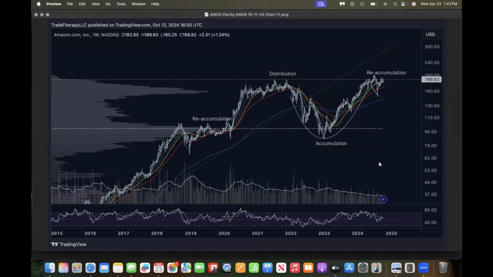Today is Wednesday, April 23rd. It's just after market close, about 1:45, I think, Pacific time. We did revisit Amazon for the first time since October. This is where we left off with Amazon in October. This is from October 12th.